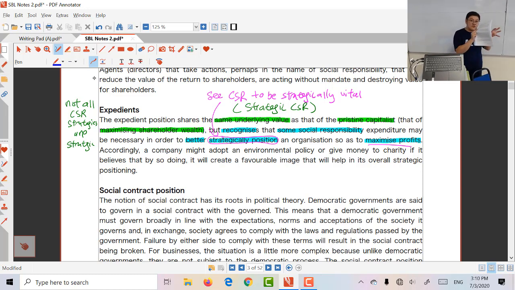Now that is a strategic CSR. So I hope you understand what it means to be strategic. It must be able to bring back return. People will remember you. There is measurable ROI.